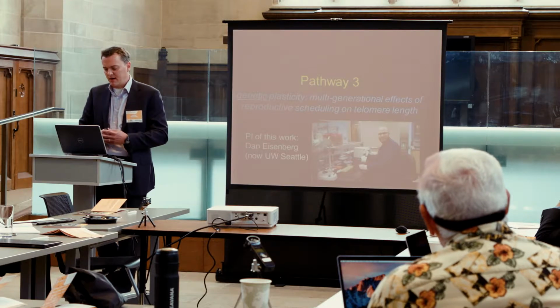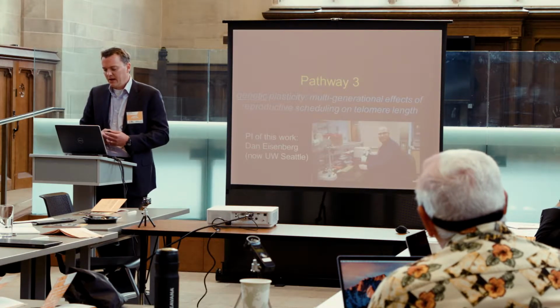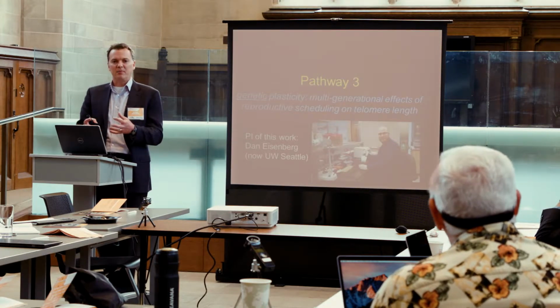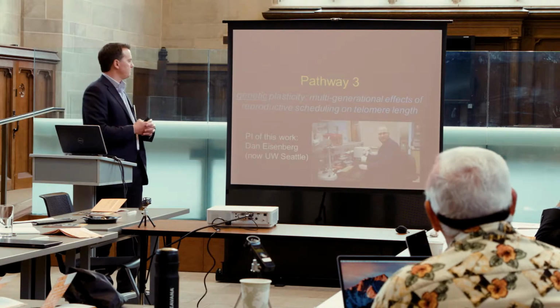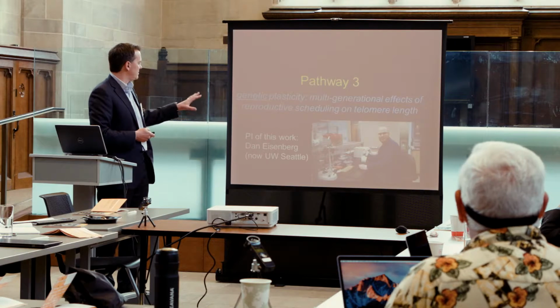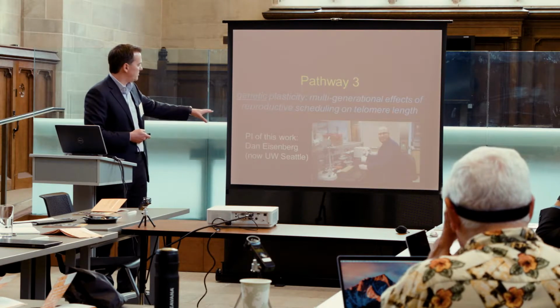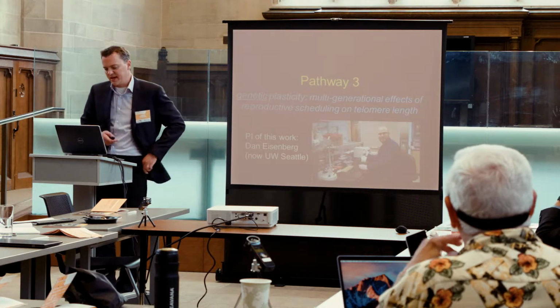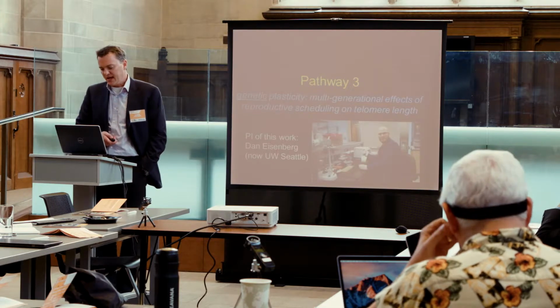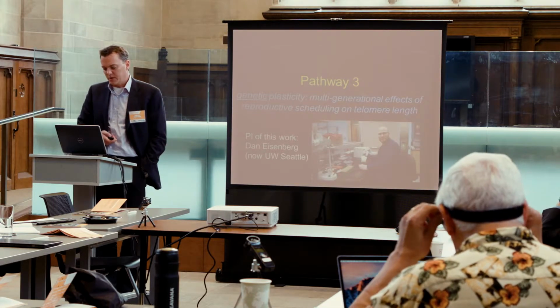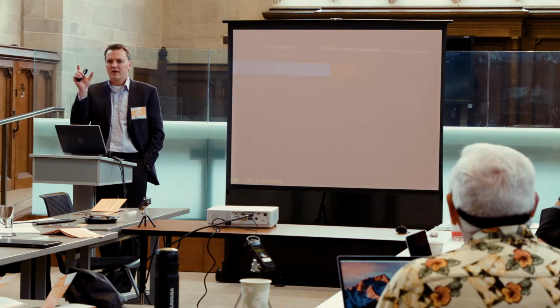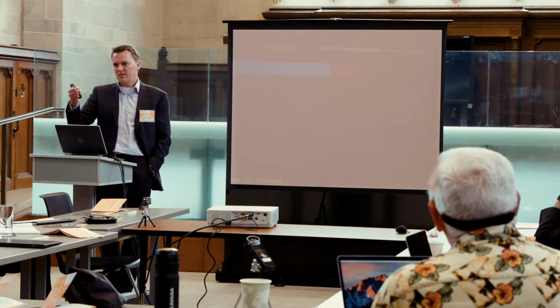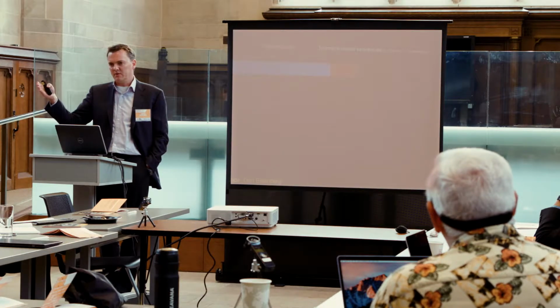All right, the third pathway that I want to show, which is really quite different than either of the others that I've reviewed so far, this actually involves a form of genetic plasticity. I think it's fairly unique. It's a multi-generational effect on telomere length. And this is work that one of our former PhD students at Northwestern, Dan Eisenberg, who's now at UW Seattle, really spearheaded this work. So for those of you who need a quick refresher on telomeres, these are repeating DNA elements, sections at the ends of chromosomes.